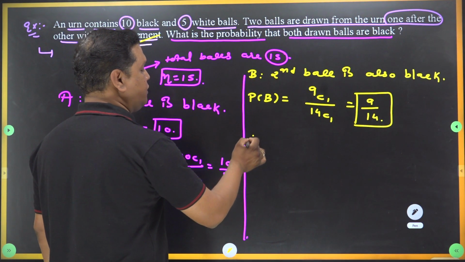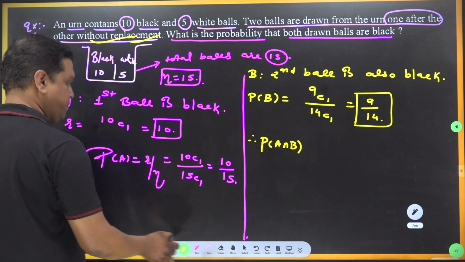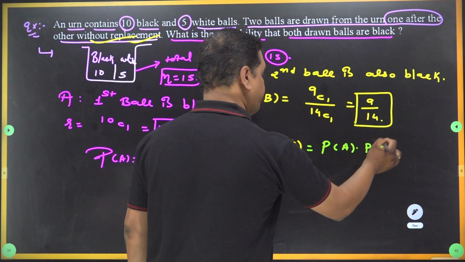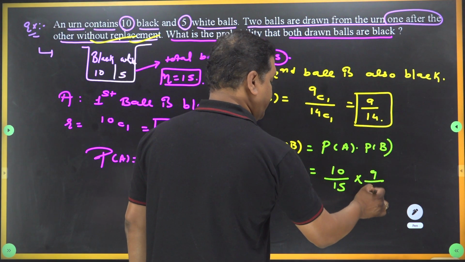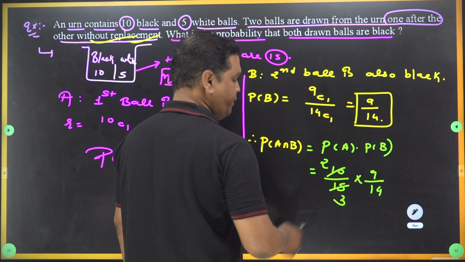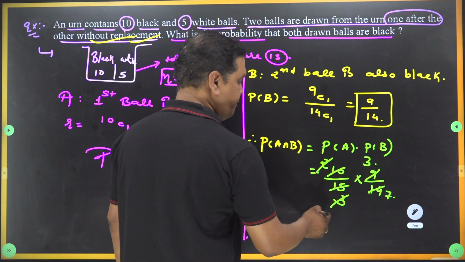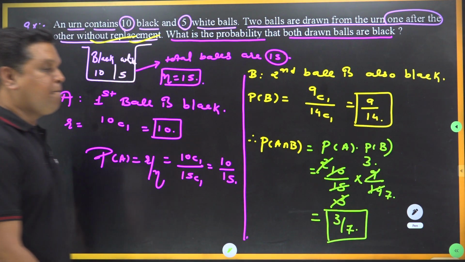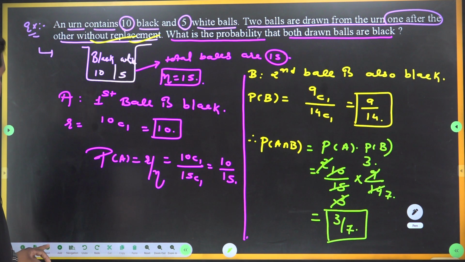So now both balls are black. So P of A intersection B equal to PA into PB. 10 upon 15 into 9 by 14. 5 twos are 10, 5 threes are 15, 2 sevens are 14, 3 threes are 9. So answer is 3 by 7. Next one.